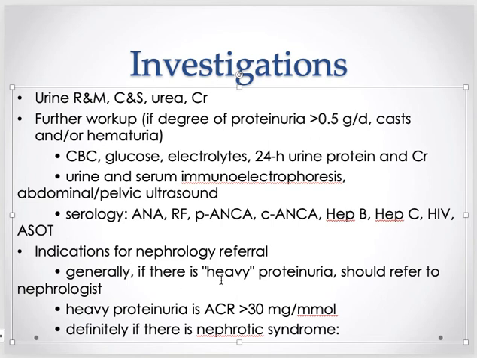Anyone who generally has heavy proteinuria, we refer them to nephrology. Heavy proteinuria is anything when the ACR is greater than 30 milligram per millimole. Definitely if there is nephrotic syndrome. One thing you should understand about nephrotic syndrome is that the protein loss is more than 3.5 gram per day, or 3500 milligram per day. Guys, I already talked about nephrotic syndrome during pediatrics.